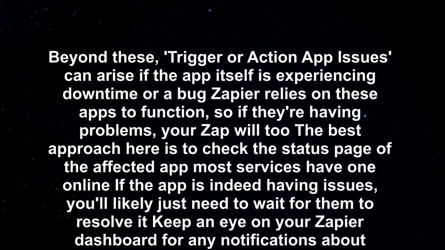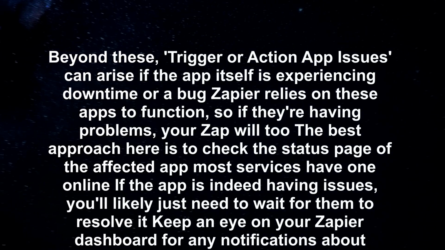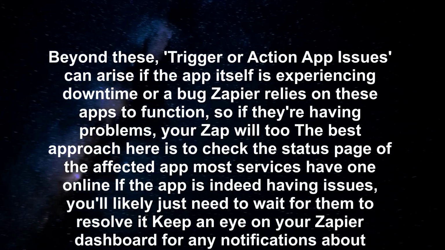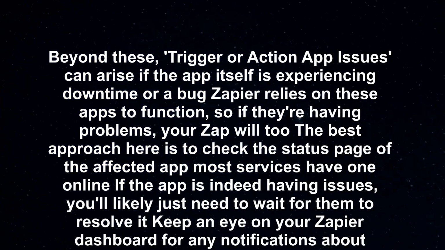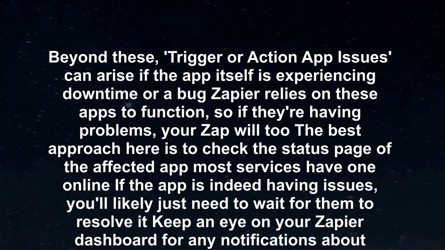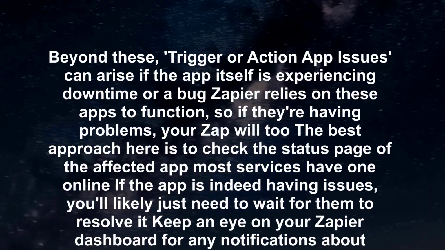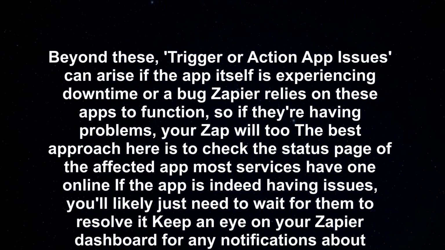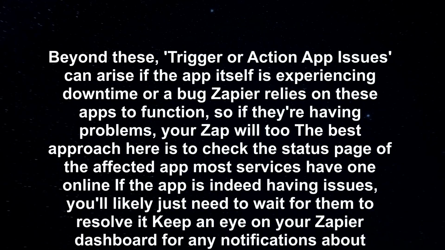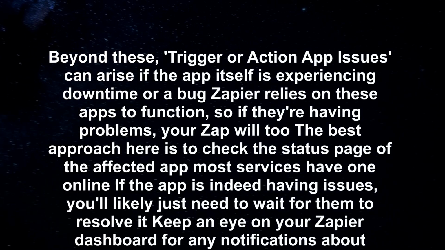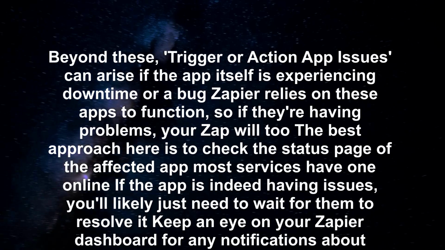Beyond these, trigger or action app issues can arise if the app itself is experiencing downtime or a bug. Zapier relies on these apps to function, so if they're having problems, your Zap will too. The best approach here is to check the status page of the affected app. Most services have one online if the app is indeed having issues. You'll likely just need to wait for them to resolve it. Keep an eye on your Zapier dashboard for any notifications about app-specific problems.